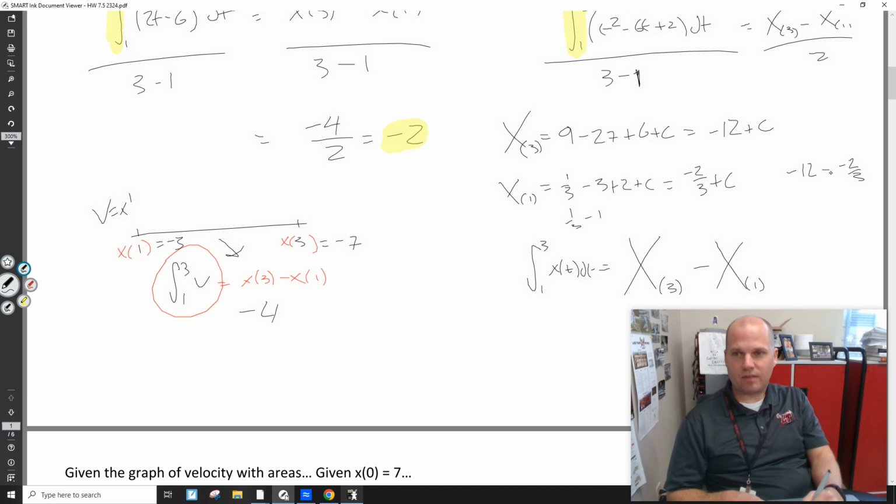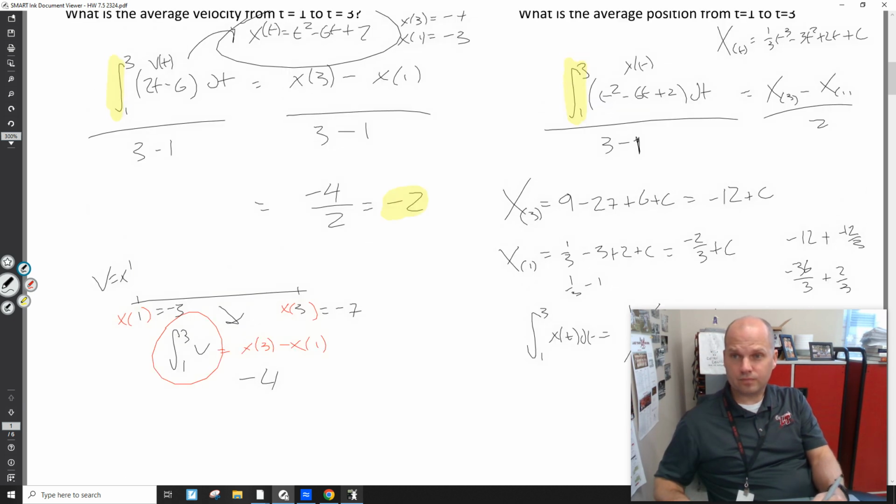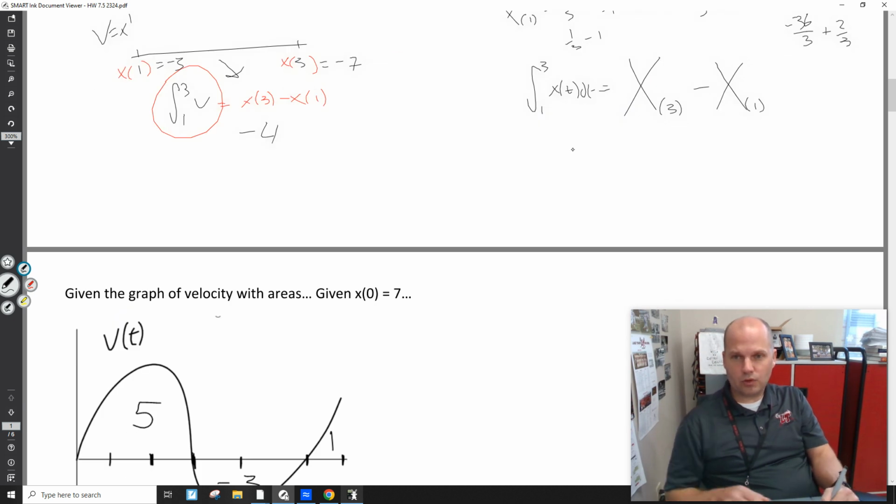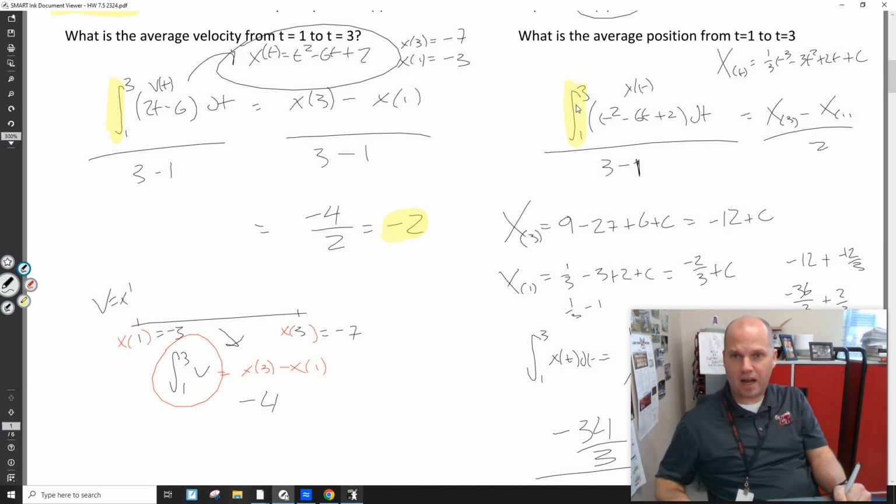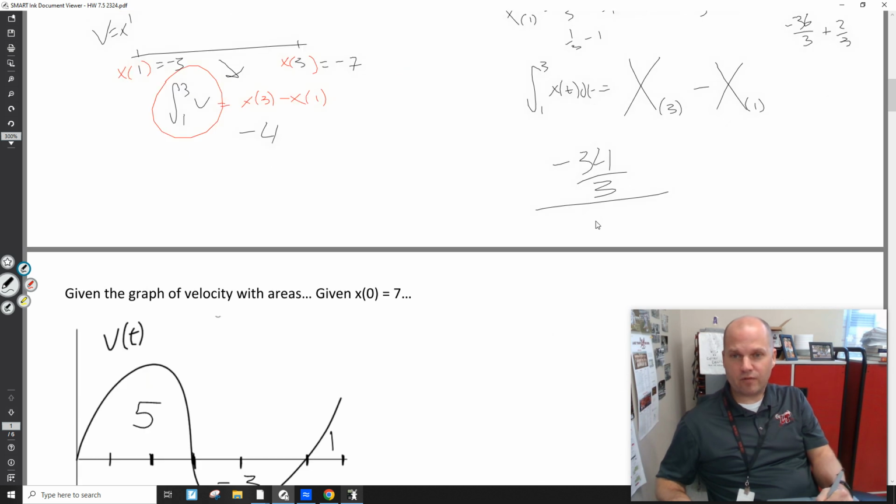It's like, how much do I have to decrease? Well, this is 12, 24, 36 thirds plus 2/3. It's negative 34 thirds. I'll do the work here. Negative 34 thirds is the accumulation of my position, is big X of 3 minus big X of 1, divided by 2. How do you divide by 2? You multiply by a half. So that becomes negative 17 thirds.